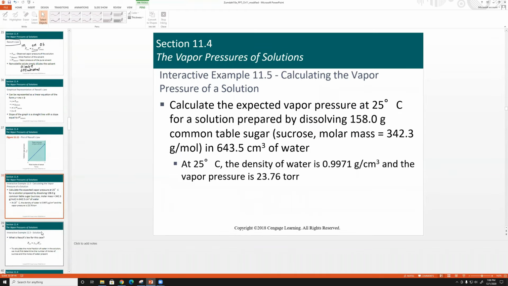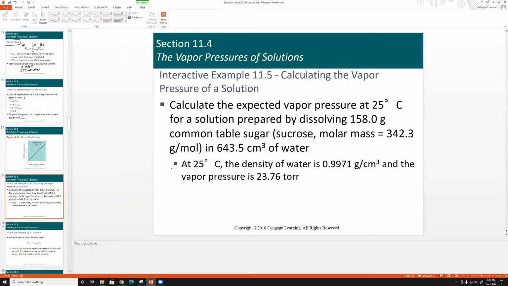All right, vapor pressure. Let's do an example. Calculate the expected vapor pressure at 25 degrees C of a solution prepared by dissolving 158 grams of table sugar, sucrose, molar mass 342, in 643.5 milliliters of water. They give you a hint: at 25 degrees C, the density of water is 0.9971, and the vapor pressure is 23.76 torr. Calculate the vapor pressure of the solution in torr. I'll give you 3 minutes or so to do that.